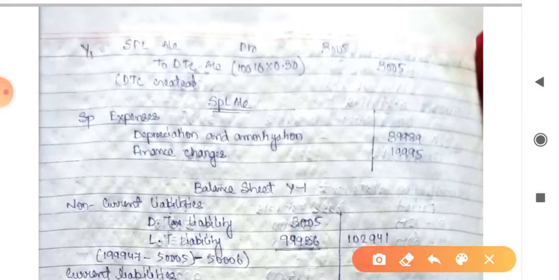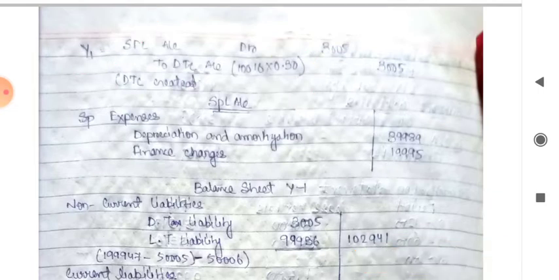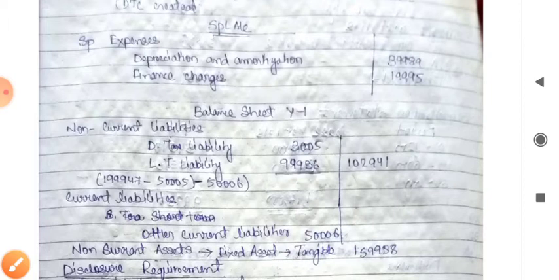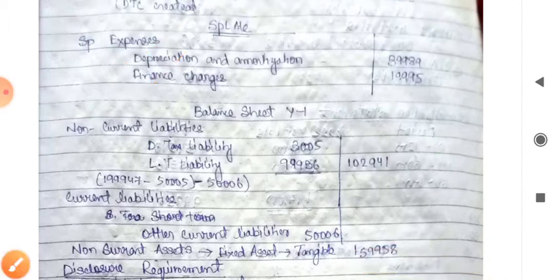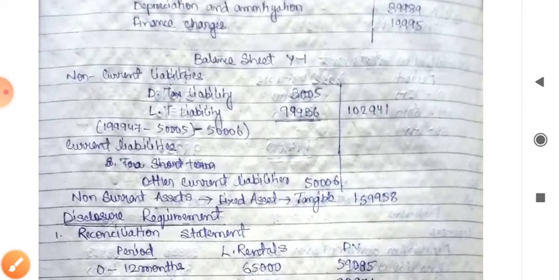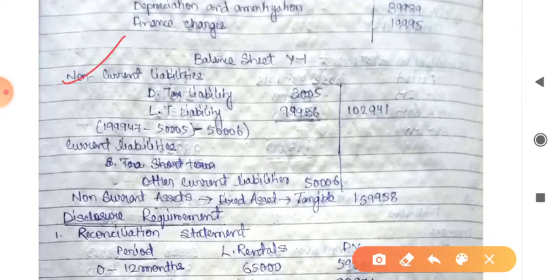We will pass for year 1. In year 1 we will pass DTL through SPL, that is 30%. SPL will show the expenses bifurcated into two parts: the depreciation we have calculated earlier and the financial charges. Balance sheet will show under two heads, that is non-current liabilities and current liabilities. Non-current liability will be subdivided into two parts. Deferred tax liability of 3,500 we have calculated here.